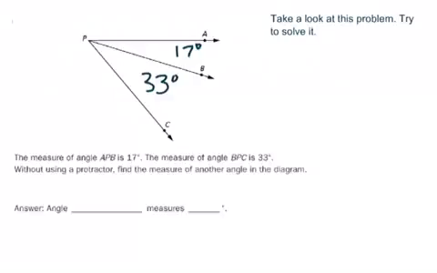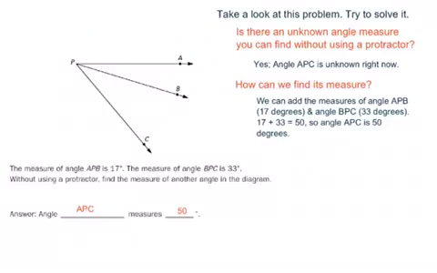Alright? So, hopefully, you would say that the unknown angle that we could measure would be angle APC. Hopefully you saw that, the big angle, right? So we're talking about this whole space. And I hope that you figured out that you could solve it by adding the 33 degrees plus the 17 degrees. And if you add those together, you're going to get 50 degrees. So angle APC is 50 degrees. All right?